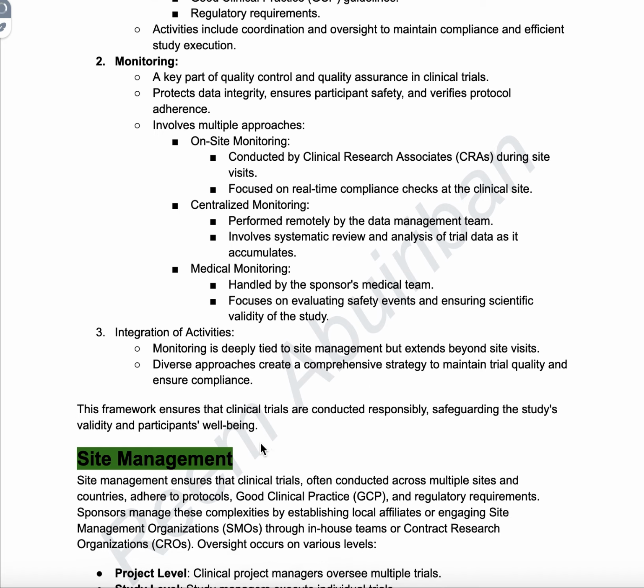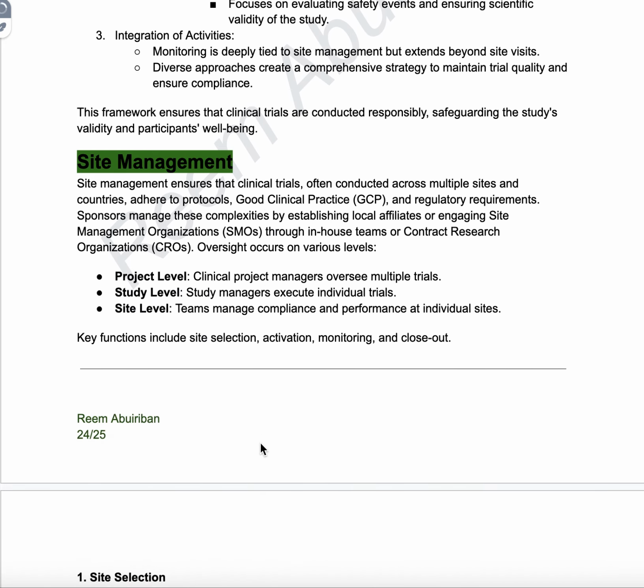So we will start with site management. Site management ensures that clinical trials, which are often conducted across multiple sites and countries, adhere to the protocol. That is the function of it. It ensures that everything adheres to the protocol, to good clinical practice and regulatory requirements. This is the function of the site management team. So site management ensures that clinical trials often conducted across multiple sites and countries adhere to the protocol, good clinical practice, and regulatory requirements.